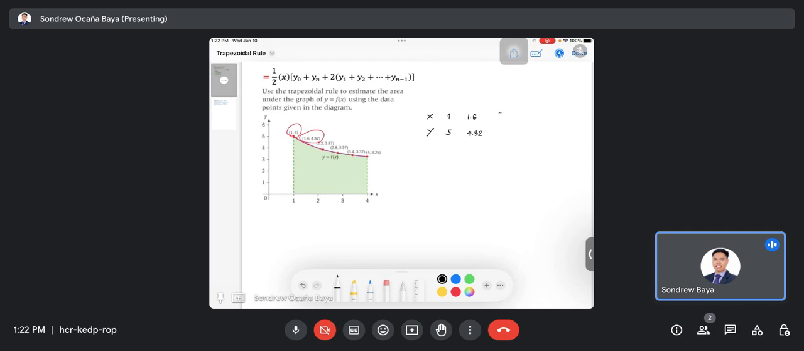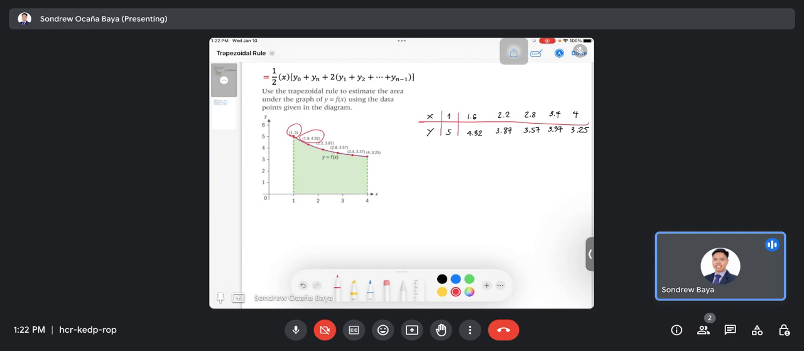We have 2.2 and then 3.87. And then we have 2.8 and 3.57. And then we have 3.4 and 3.37. And finally, we have 4 and 3.25. So basically, this is our table of values.